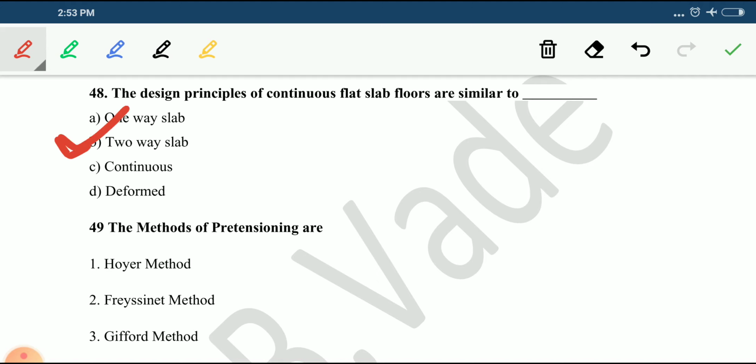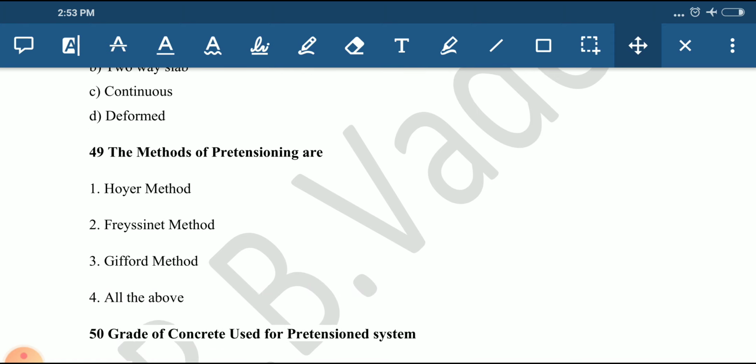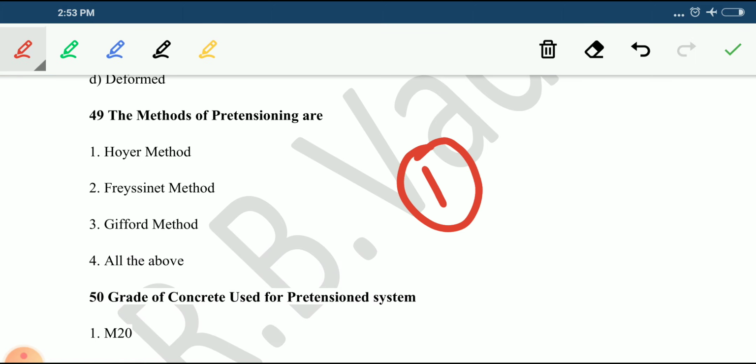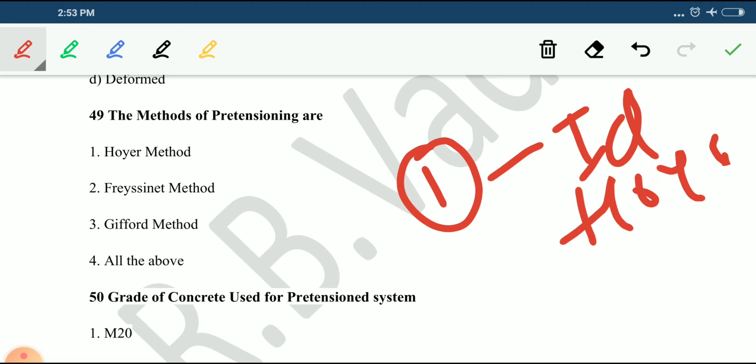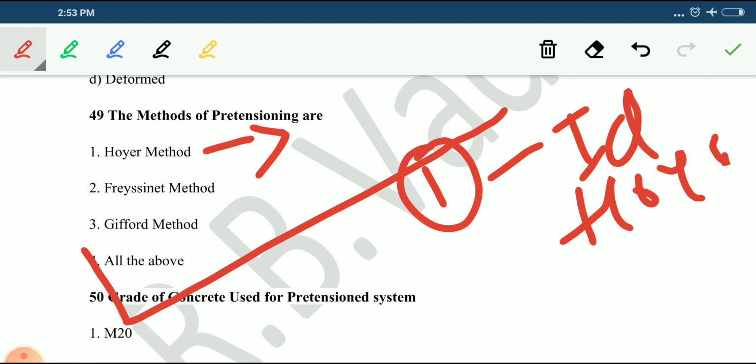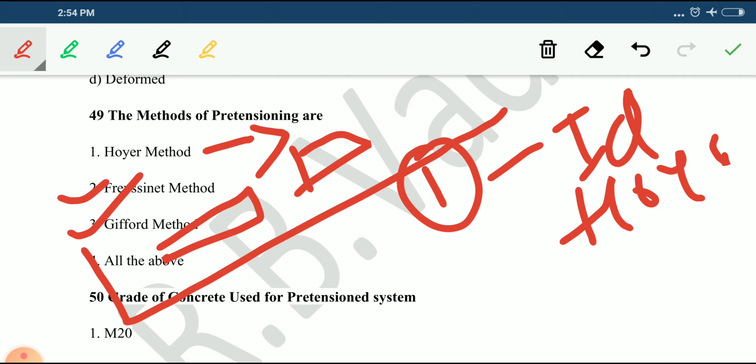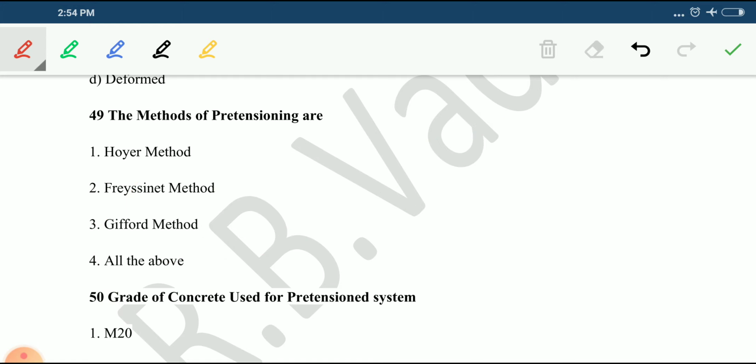Next, the method of pre-tensioning. What is the method of pre-tensioning? It is by Hoyer method, Fresnel method, Gifford method, or all the above. Usually for pre-tensioning there are two methods. First is the individual method, next is the Hoyer method. What do you mean by Hoyer method? In Hoyer method, mass construction will be done, meaning a number of pre-stressing beams are cast at a time. The Fresnel method and Gifford method are concerned with post-tensioning. So the answer for this one is A.